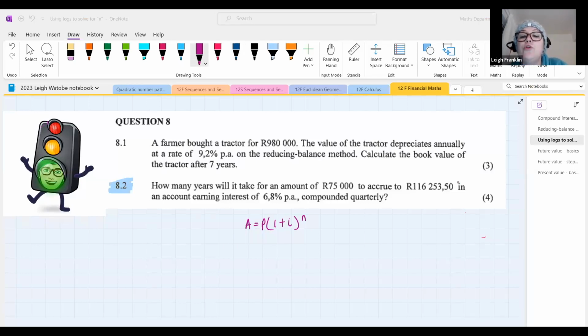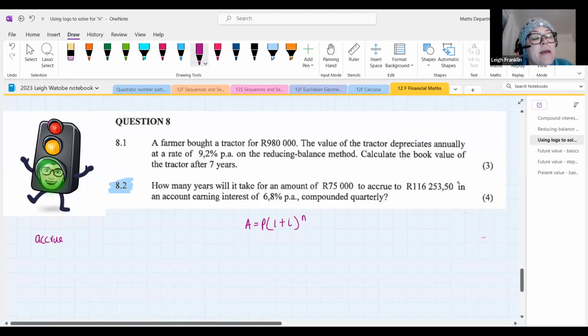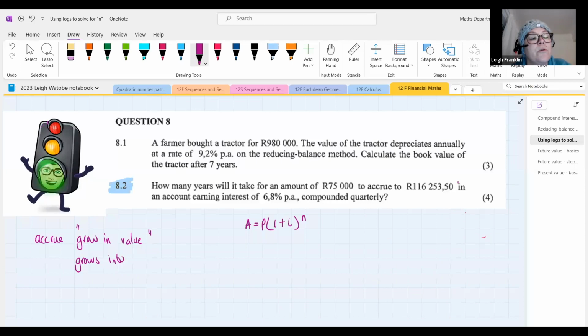Sure, Caitlin, the word accrue, I'll just write it here on the side. Accrue means to grow in value, or grows into, or becomes. So it means its value is increasing. So 75,000 Rand will become 116,253 Rand and 50 cents with interest.